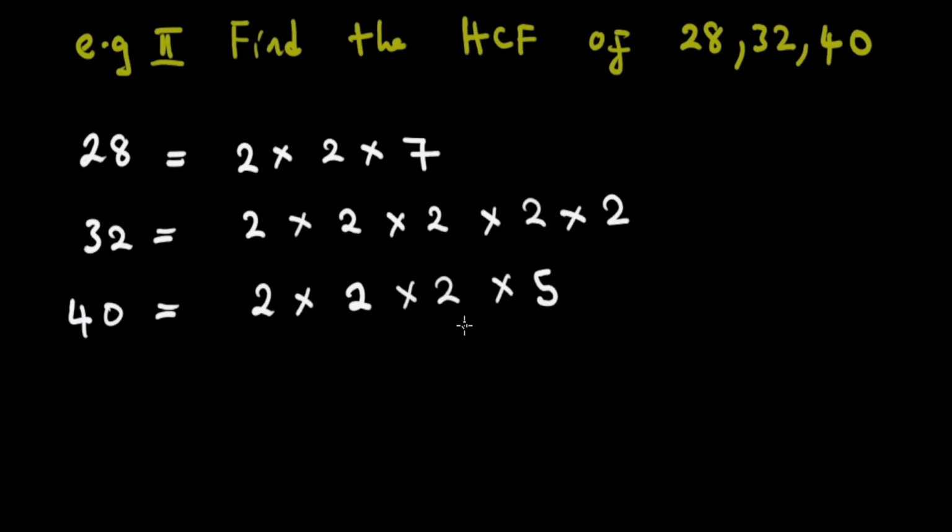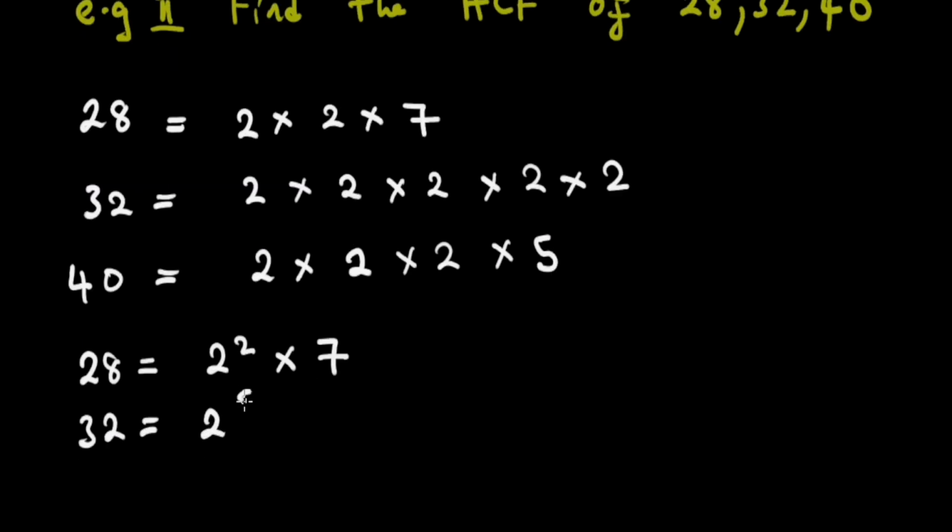Now let's express these factors as powers. What does 28 become? It becomes 2 squared times 7. Then 32 is equal to 2 to the power 5. And 40 is equal to 2 to the power 3 times 5.